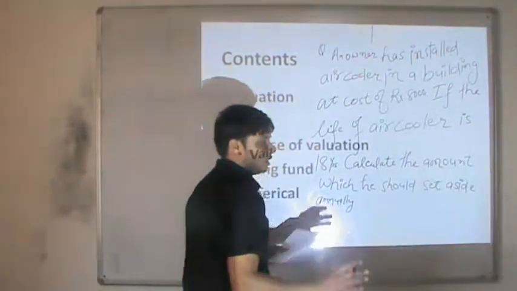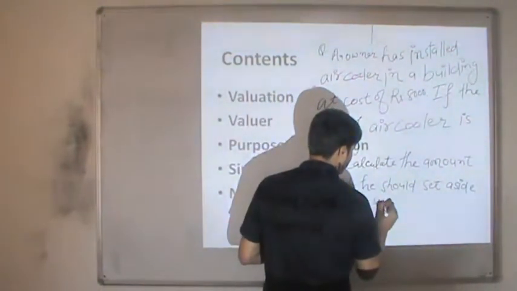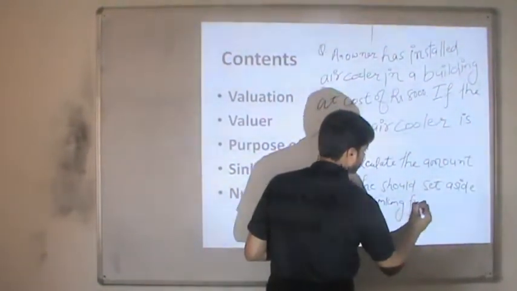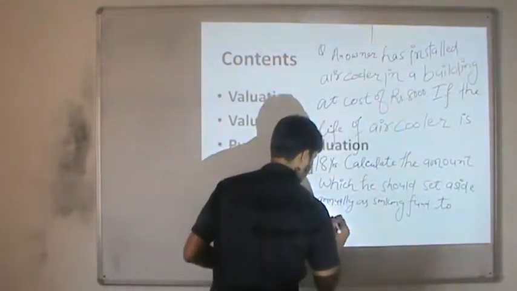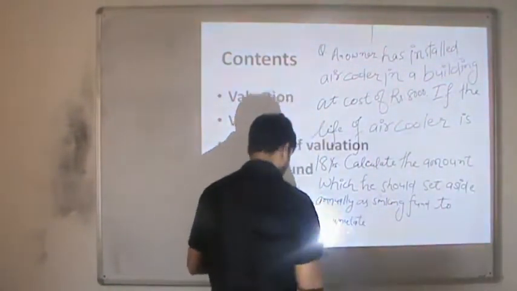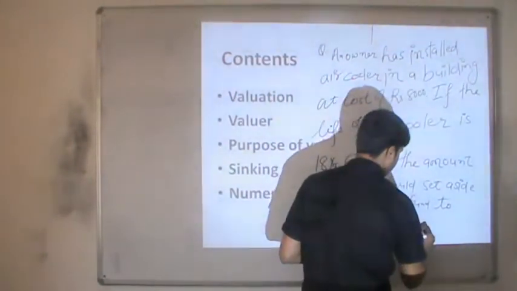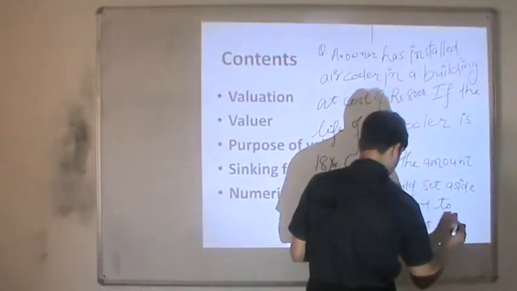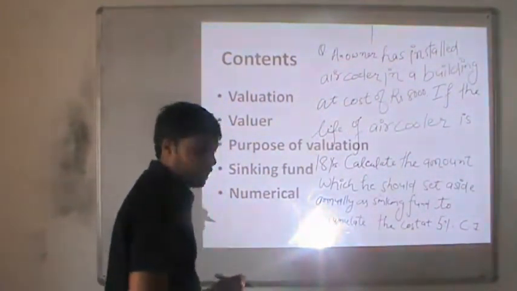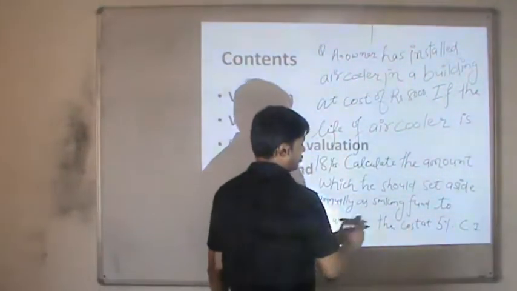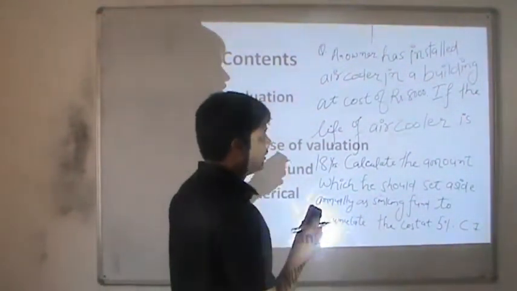because a sinking fund is a fixed amount for a fixed time, as a sinking fund, to accumulate the cost at 5% compound interest. So what will be the amount he has to keep aside annually as a sinking fund to accumulate the cost at 5% compound interest? So this is the numerical. Now we have to solve it.